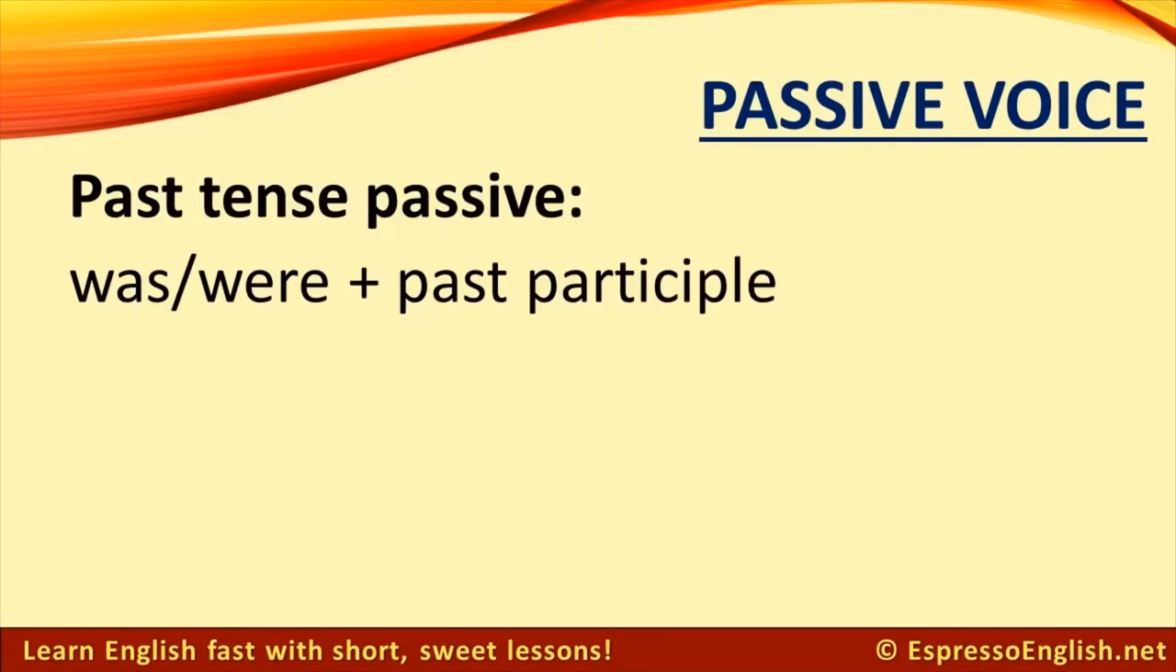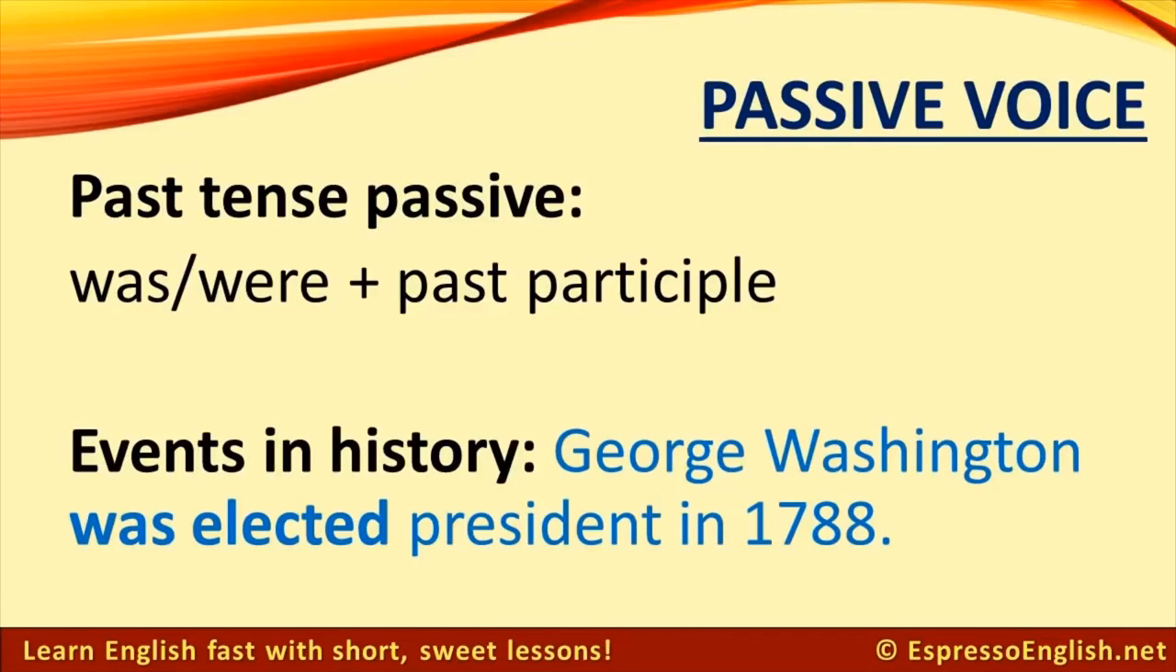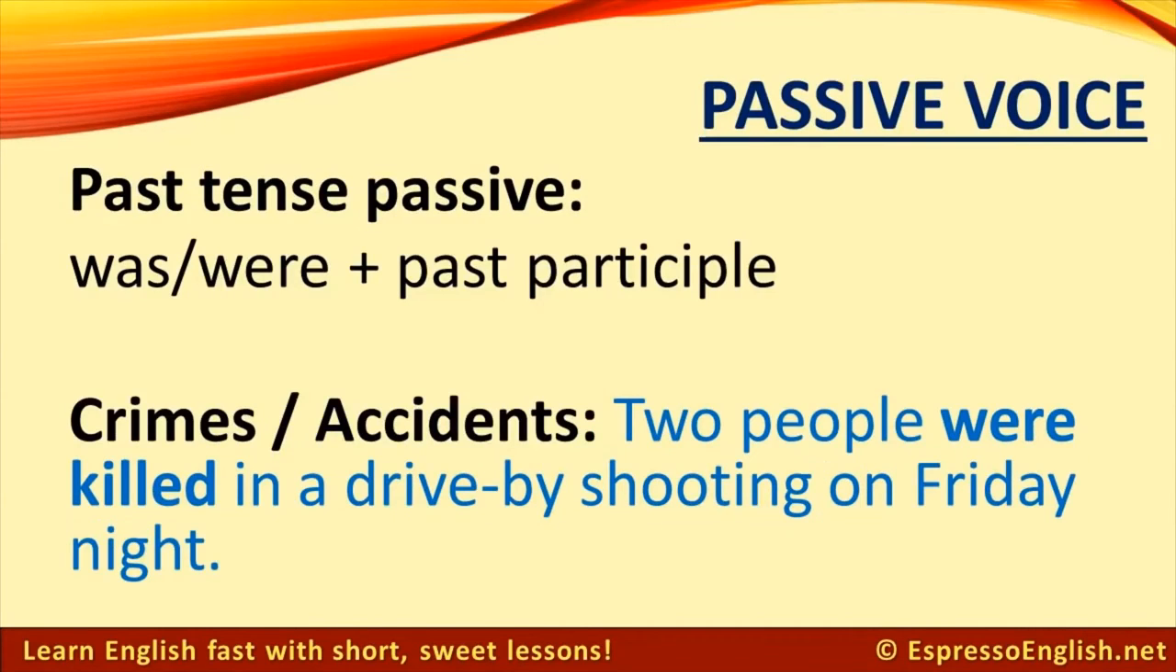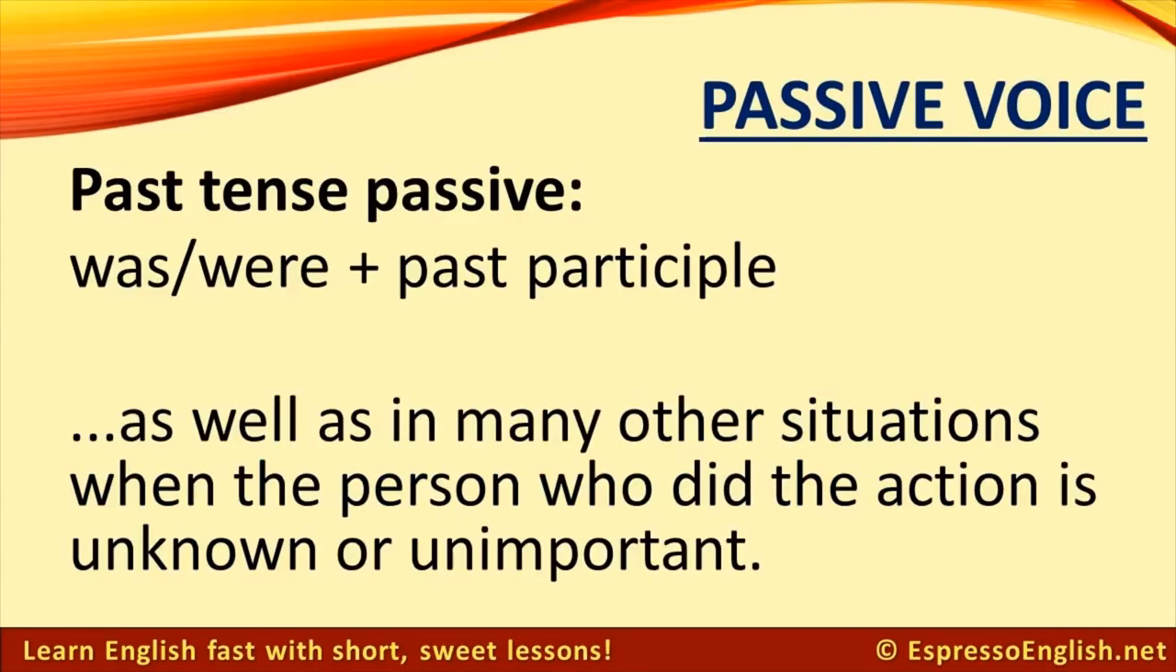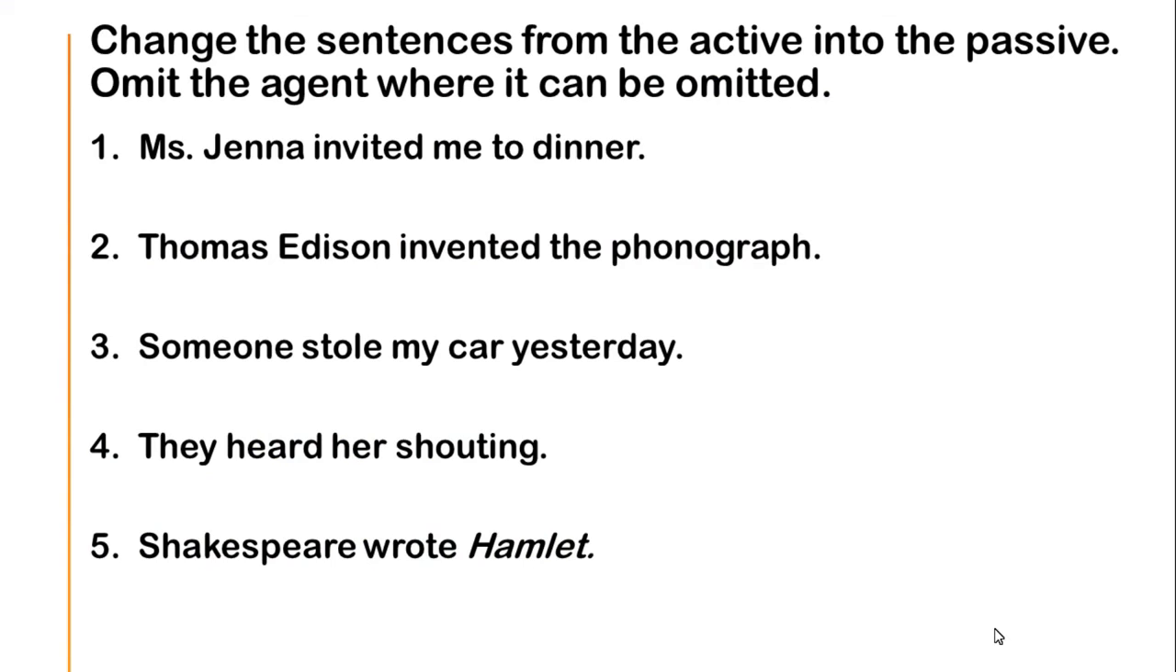To form the passive voice in the past tense, use was or were plus the past participle. We often use the passive voice in the past tense for events in history. For example, George Washington was elected president in 1788. As well as crimes and accidents. For example, two people were killed in a drive-by shooting on Friday night. Ten children were injured when part of the school roof collapsed. As well as in many other situations when the person who did the action is unknown or unimportant. Now let's practice. You will change the sentences from active into passive. You can omit the agent where it can be omitted.